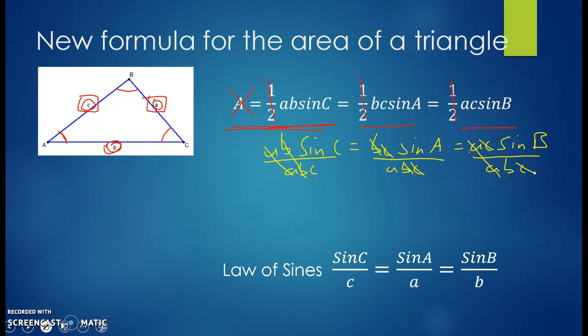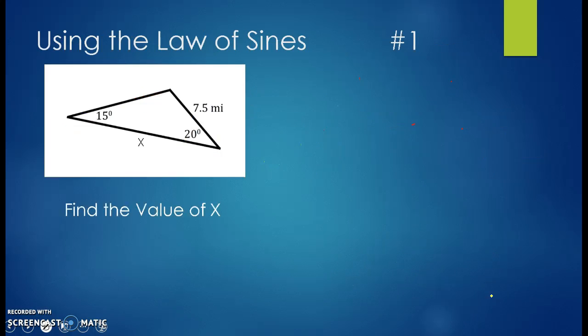That leads us to this expression. The sine of C over C is equal to the sine of A over A, which is equal to the sine of B over B. And so how that works is like this. Let's just take a look at a problem like this. Normally, we wouldn't be able to find the value of x, because in order to find the value of x, we'd need a right triangle to use our trig functions, but now we don't need the right triangle.